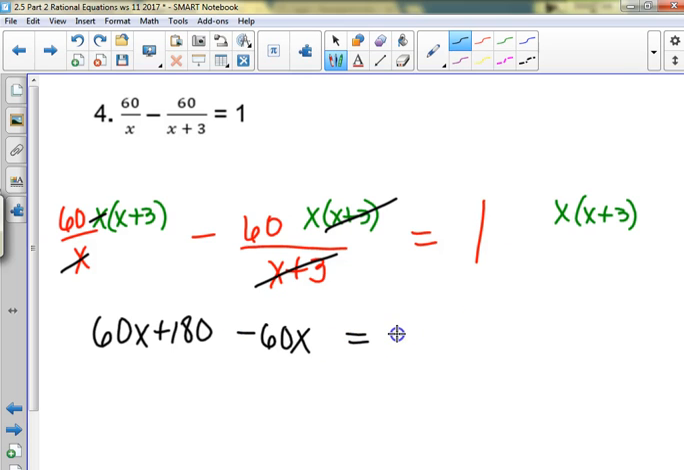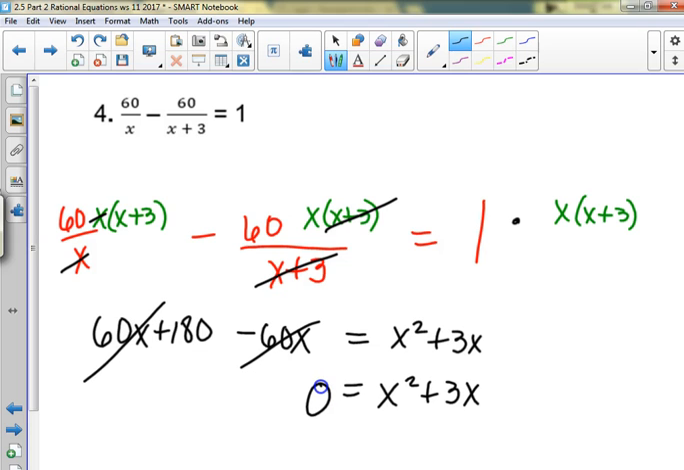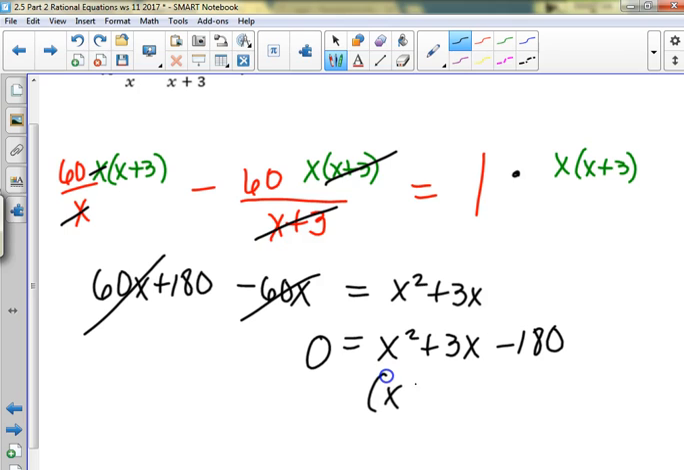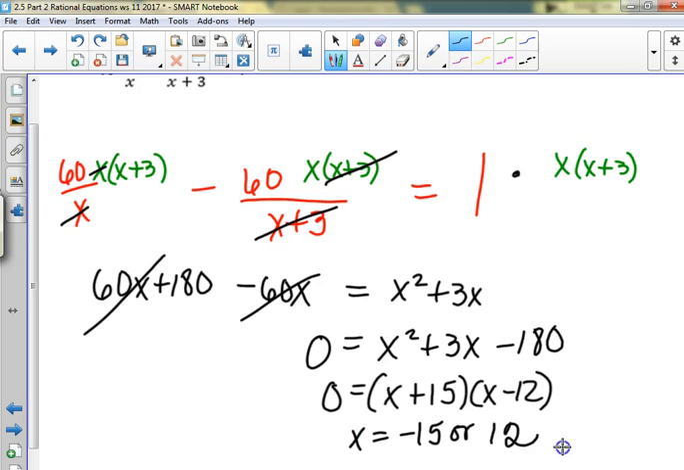Okay, but the right side, we still have a quadratic, right? We have the x squared plus 3x, because we're multiplying all that together. Those go away. So x squared plus 3x minus 180. Oh, that's lovely. 15 and 12 maybe? Anybody checking me? Okay. X plus 15, x minus 12. x equals negative 15 or positive 12. Either one going to be thrown away?